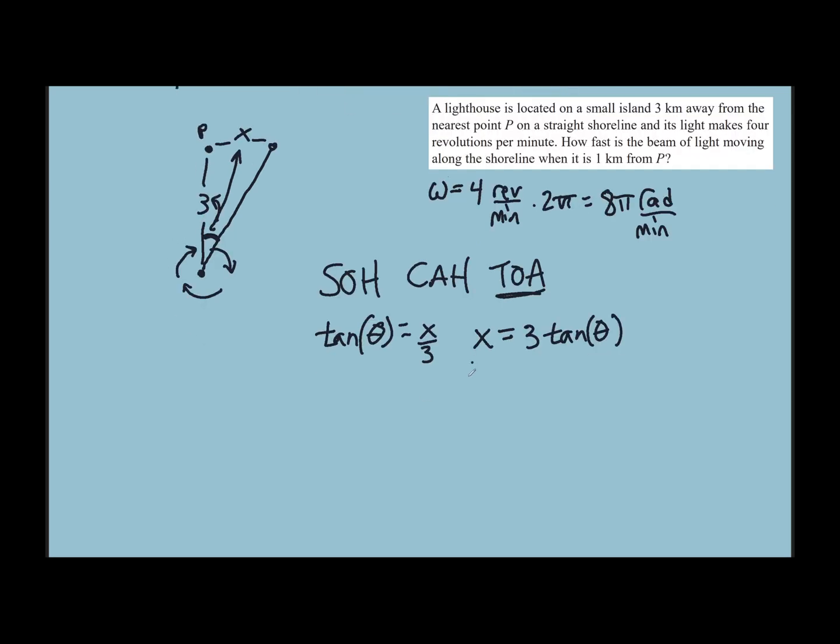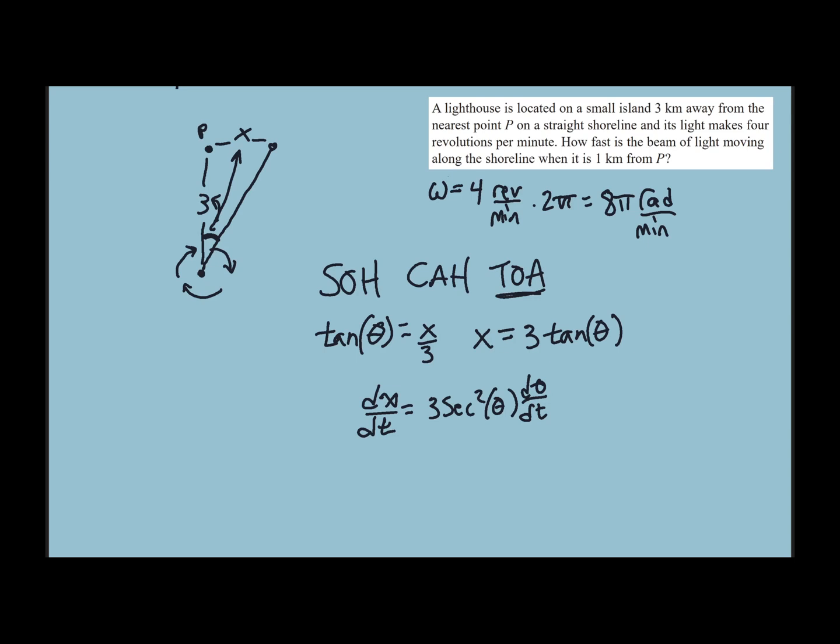And the first thing I want to do now is find this derivative, because they're asking for how fast the beam of light is moving. That would be the derivative of the distance in this direction. So dx/dt equals 3 secant squared theta, d theta/dt. Don't miss your chain rule. That's how I make mistakes here. d theta/dt. Very important.